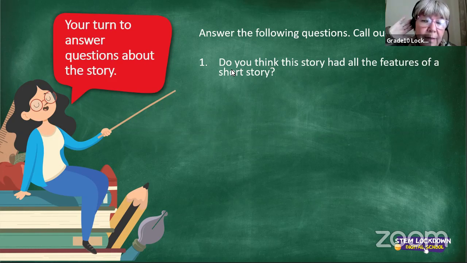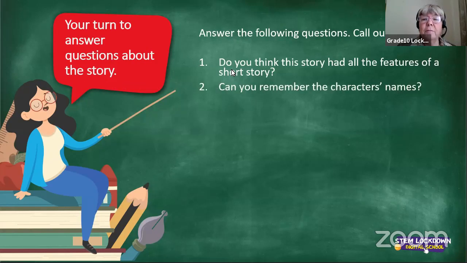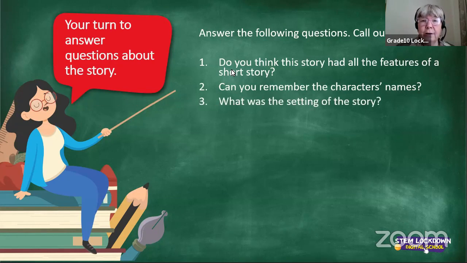Do you think that it had those 5 elements? Yeah, what do you think? Can you remember the characters' names? I'm listening. What are they? Can you remember? How many were there? What is the setting of the story? Where did it take place? Where? Okay. Right.